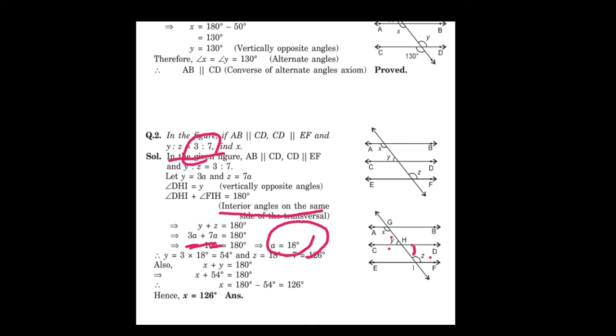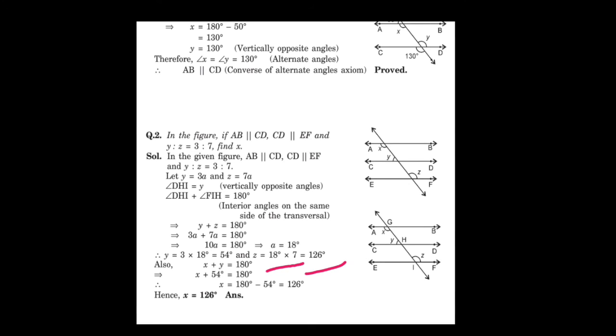Now the value of y equals 3a, that means 3 times 18, which equals 54. And in the same way, the value of z equals 7a. So we put the value in, z equals 18 times 7, so 126 degrees is the value of z.